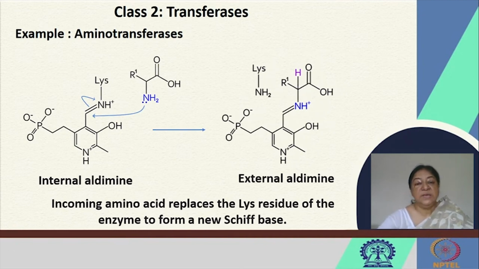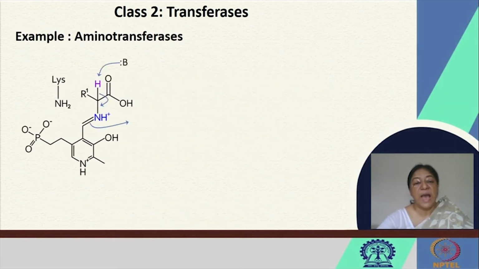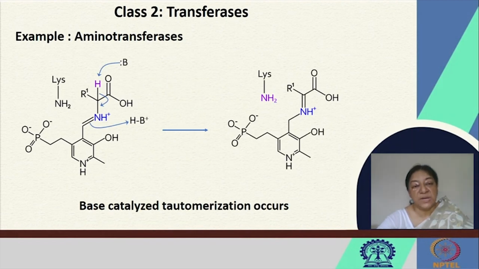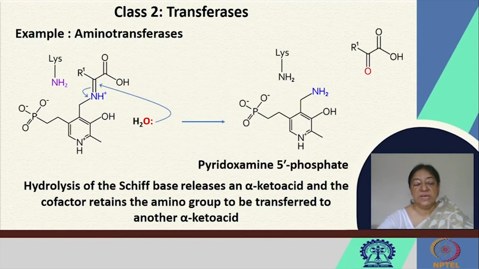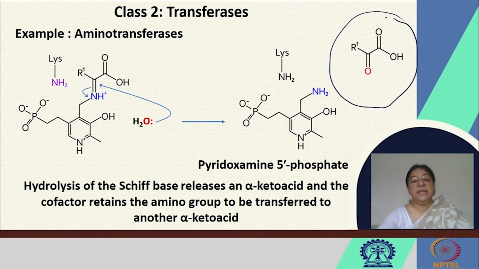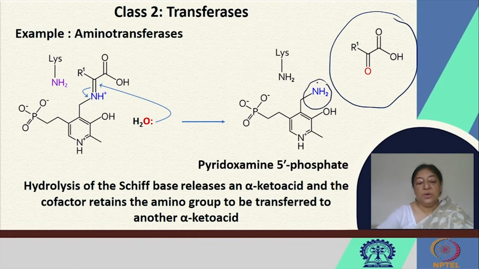Then from the new Schiff base, we have a base catalyzed tautomerization, which involves an N-amine and an imine group. And following this, we will have what is called a hydrolysis. This hydrolysis of the Schiff base, as you can see, is releasing the keto acid that is one of the products in this reaction. So we have the substrate bound and one of the products, the keto acid, and now this amino part has been taken up by the cofactor.